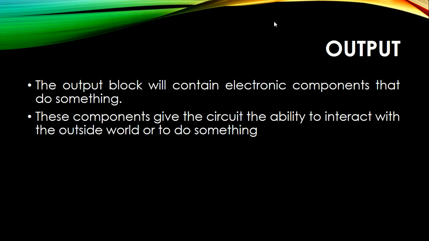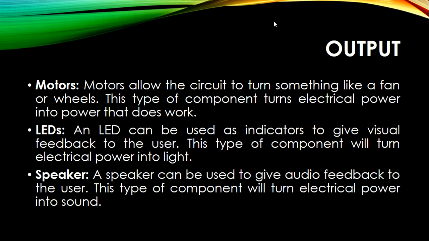Okay, next we have the output. The output block will contain electronic components that do something. They are to be actuated, to be activated. These components give the circuit the ability to interact with the outside world or to do something. These are examples of electronic components for output.